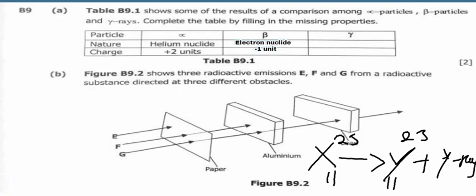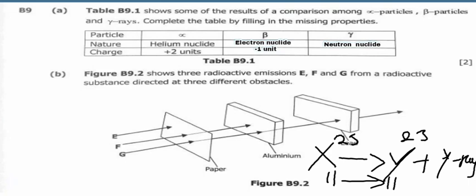So in this case here, as for gamma rays, they have the nature of a neutron. So neutron, nuclide, that's the nature of gamma rays or gamma particles. Then when it comes to the charge, since this one is not gaining any electron or losing any electron, it is just remaining constant, which means this one is just going to be neutral. And a neutral atom has zero charge, which means this one is going to have zero charge.